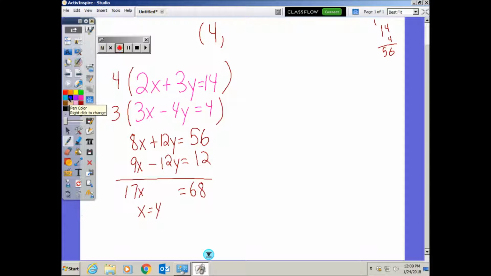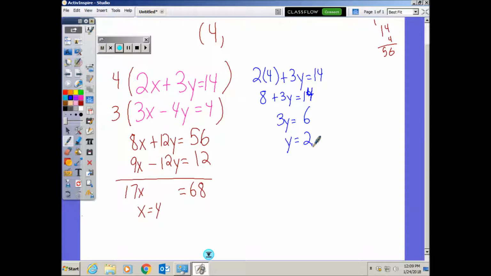So now, I'm going to follow the steps I followed before. I'm going to plug it into the original first equation. Two times 4 is 8, plus 3y equals 14. I subtract 8 from both sides. 3y, 14 minus 8 is 6. Y equals 2. So it looks like my answer is 4, 2.